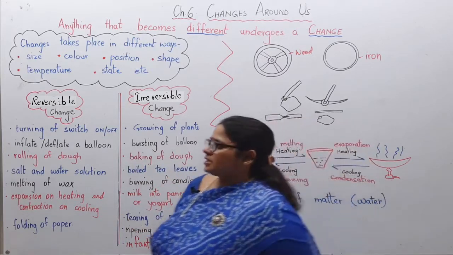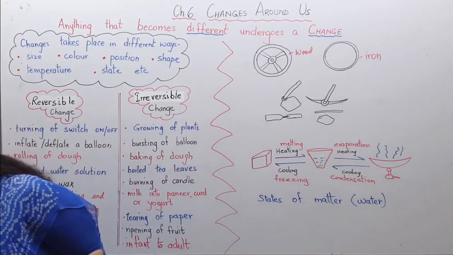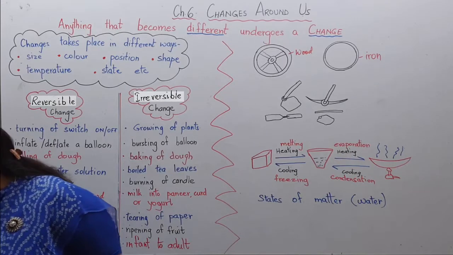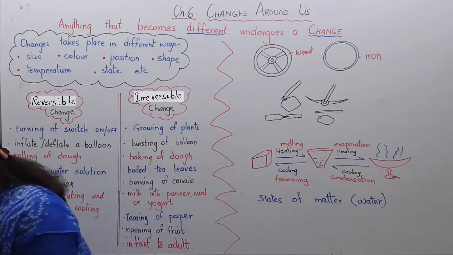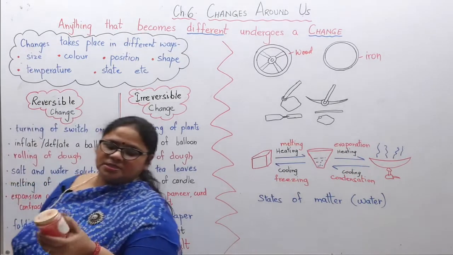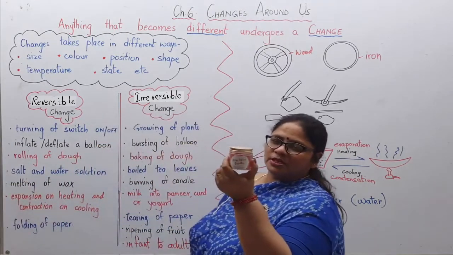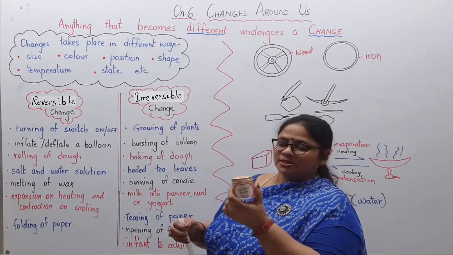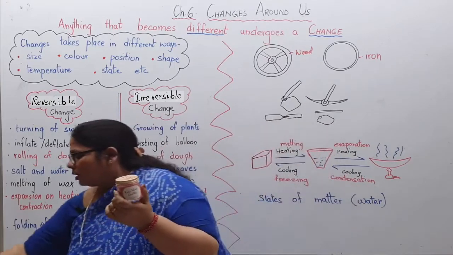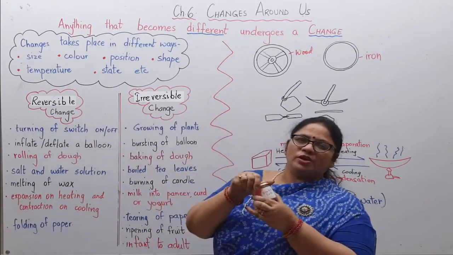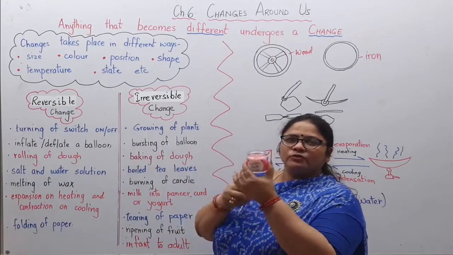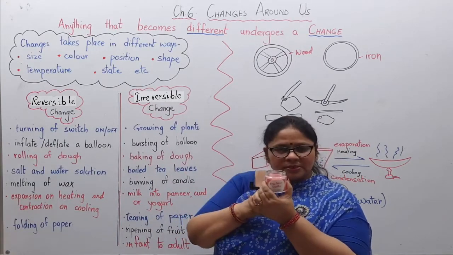Now children, another example of reversible change. Let me show you one more thing. Yes, this is wax. Can you see? This is written rose wax candle, isn't it? So suppose you heat this wax, what will happen? It will melt. See, this is wax. If you heat this wax, it will melt.